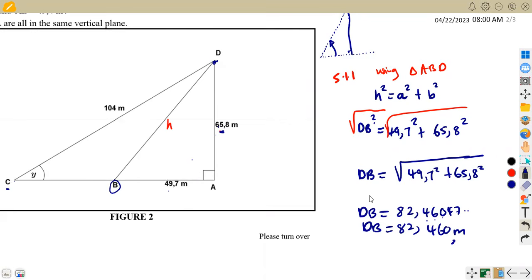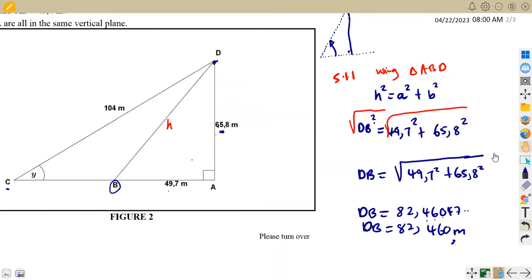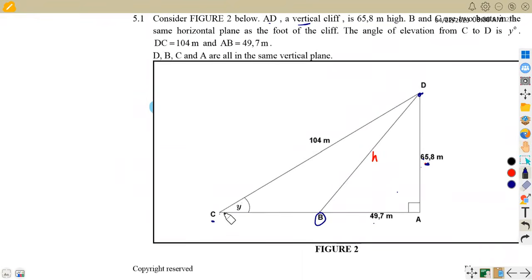All right, let's check the other part of the question, which is on 5.12. We are now asked to calculate the magnitude of the angle y. So let's check what we are given on our diagram. Where are we having the angle y? This is where we have our angle y in this case here.